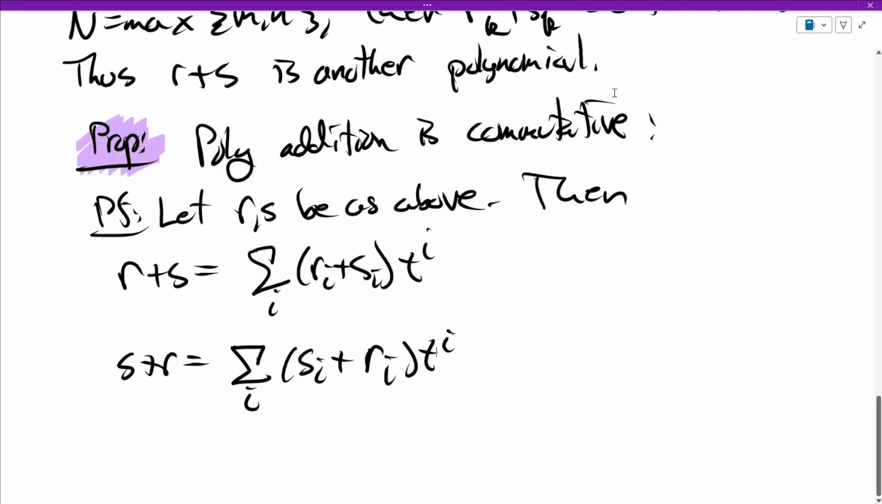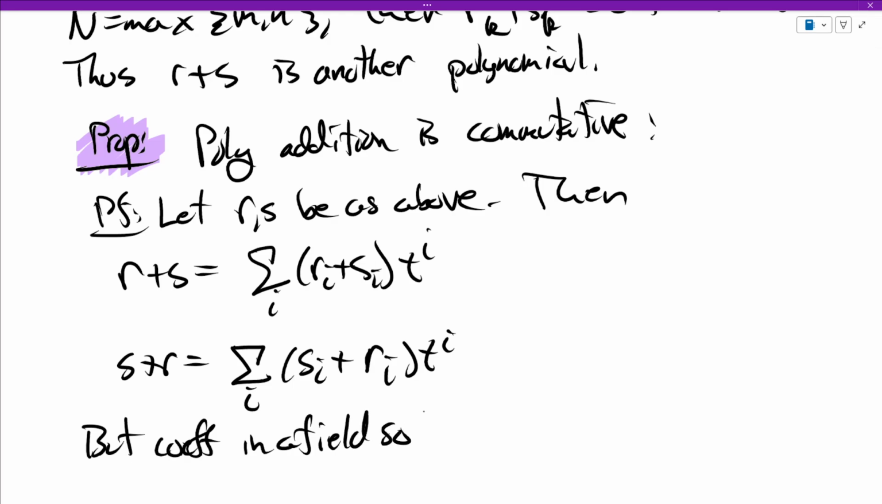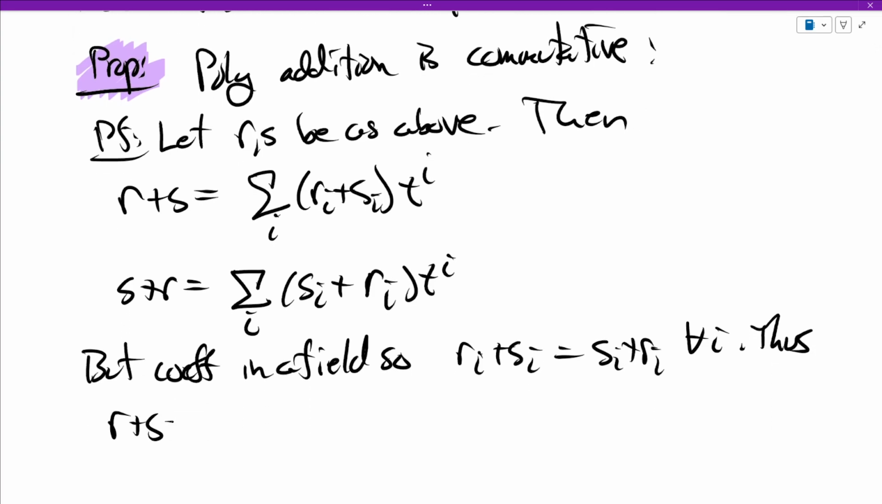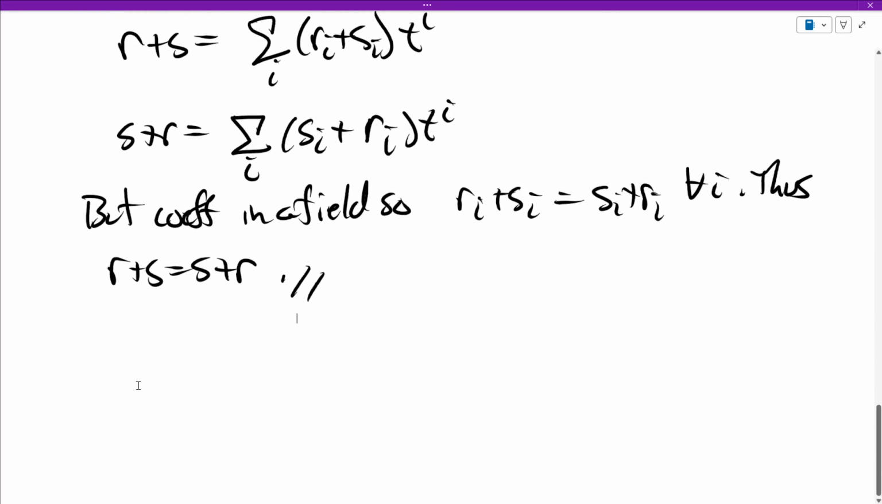But we have a field, so the coefficients are in a field. So all of our coefficients are equal. Thus, the polynomials are equal. Okay, so that proof was very easy because of the notation. All right. So that's polynomial addition, and then we have polynomial multiplication.